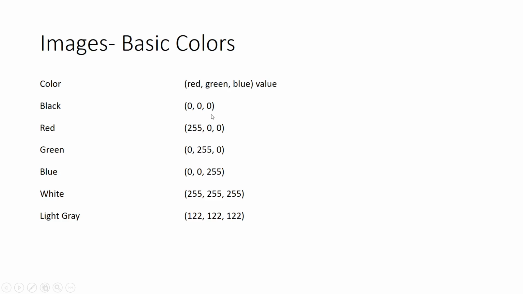We know what a tuple is, right? So a completely black image would have red 0, green 0, blue 0. A completely red image would have 255, that's the highest they can go, and 0 green, 0 blue, because it's a red picture, and so on. And a light gray is 122, which is midway between 0 and white, because white is 255 for all three color values, right? So this is the way we represent pictures or images in Python.